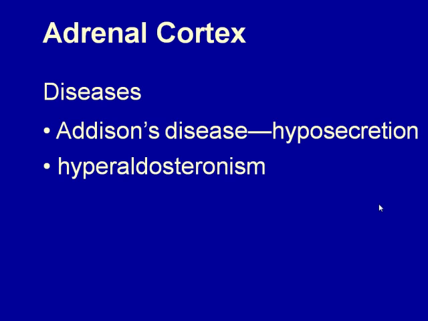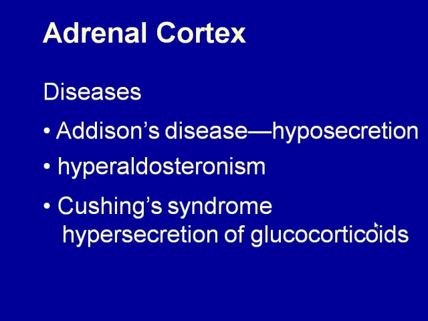Hyperaldosteronism is when you produce too much aldosterone. This means that regardless of any signals being sent by your body to the adrenal gland, it makes aldosterone, saves sodium, and saves water back as a result of saving the sodium. So you have hypertension and edema. And Cushing's syndrome is a hypersecretion of the glucocorticoids.